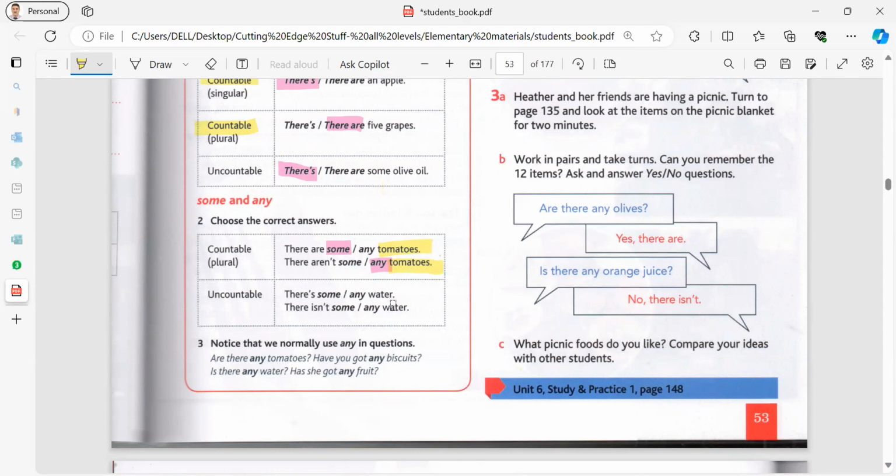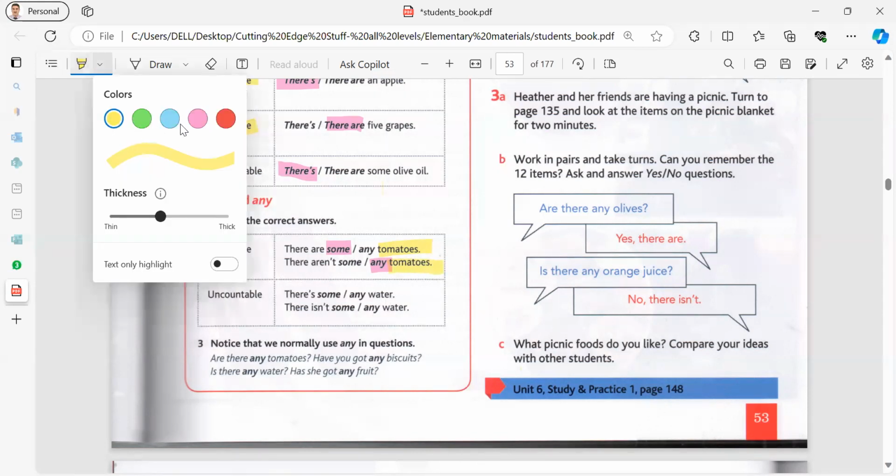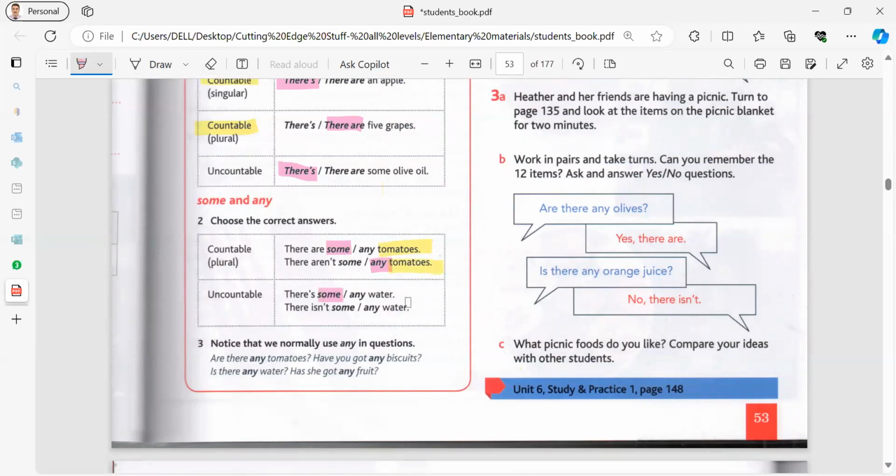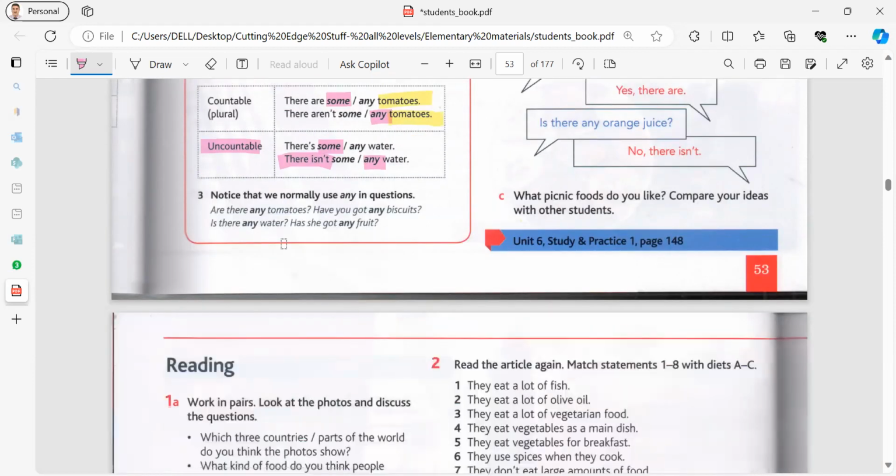There is some or any water? There is some water. But there isn't any water. Exactly. So what we studied is that any and some also go with uncountable nouns, but any you must use in the negative sentence, or use it in a question, as you know.